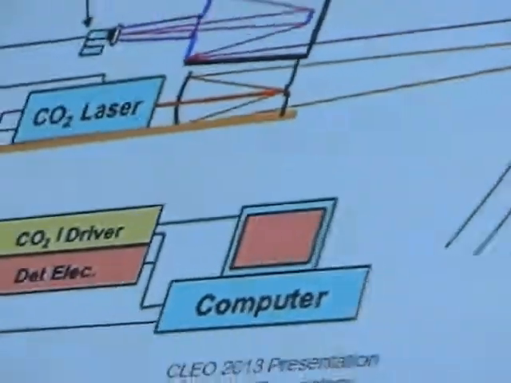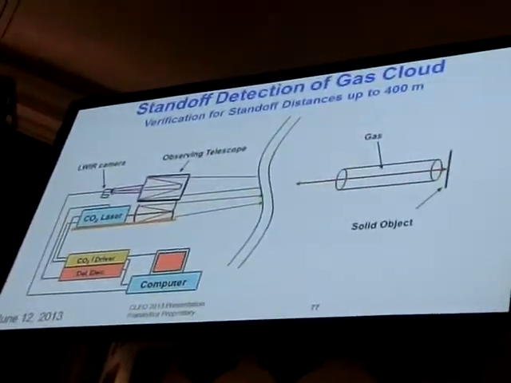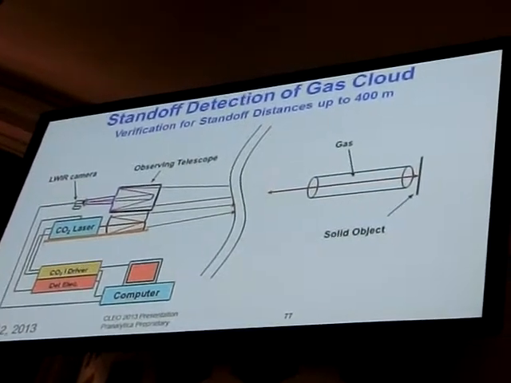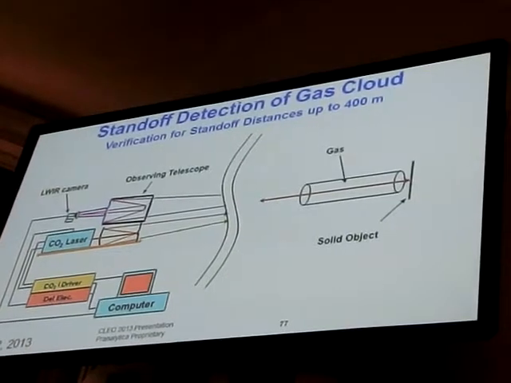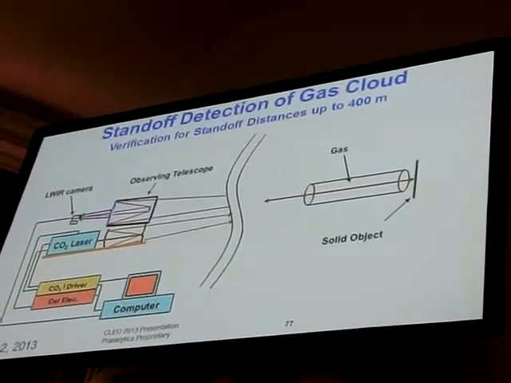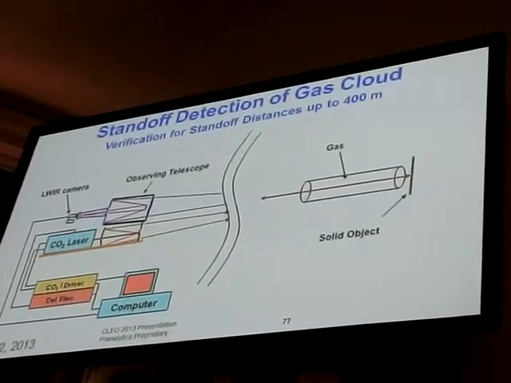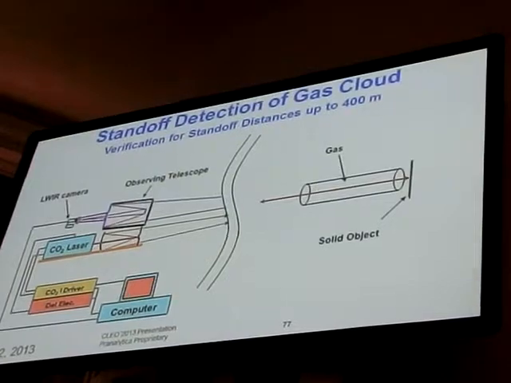You can also use the same technology for measuring a gas cloud. If there were a release of chemical warfare agent at some distance, you want to know before you get there. And so we carried out similar measurements. The gas cloud, in our case, was contained inside a tube. The gas that we used was SF6 because it is a relatively innocuous gas, and you're allowed to release it in the atmosphere. Same kind of system.